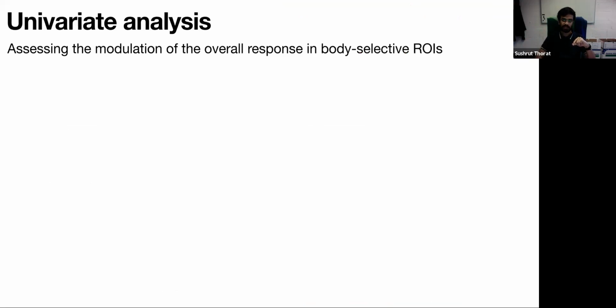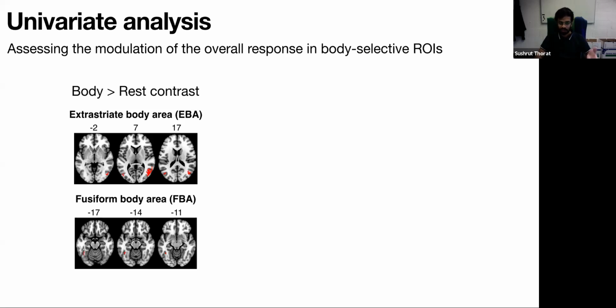So the first thing we would want to see is how the overall response in a particular region of interest is modulated. So this is univariate analysis, and the only category we can do this for is bodies, because no other category has its own region, a cluster of voxels specifically responding to that category. So first we find this set of voxels. So we do a body versus rest contrast in the baseline object representations, and we find 2 ROIs, the extrastriate body area and the fusiform body area, which are quite well studied by themselves.